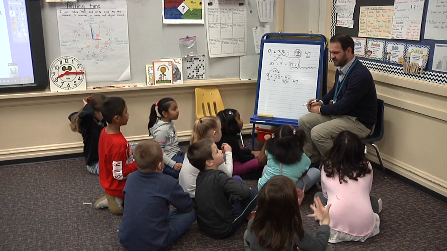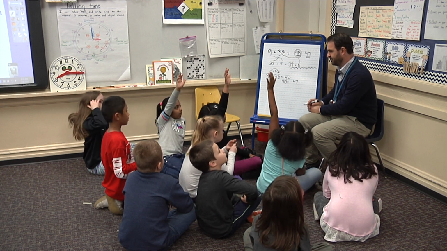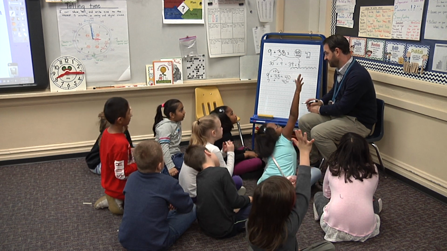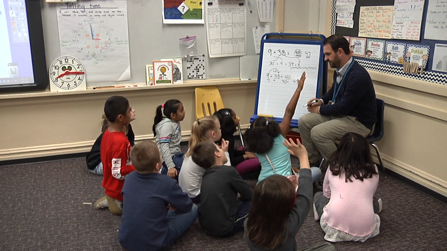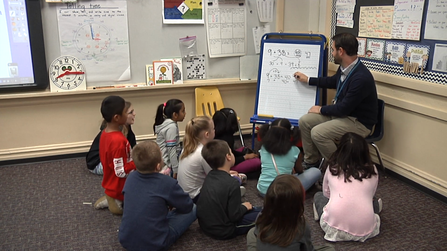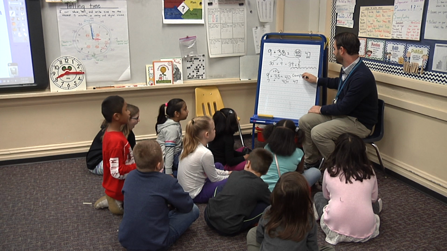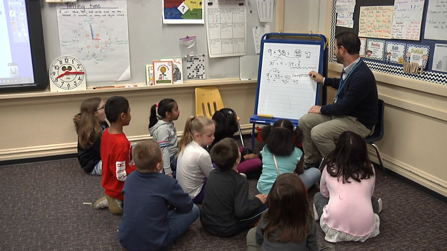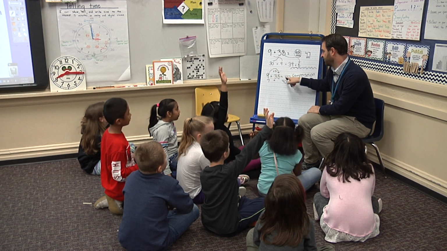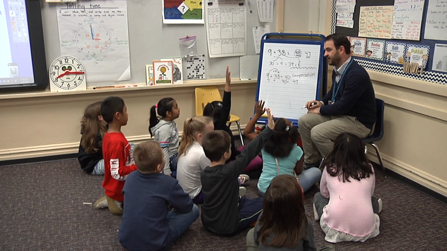Does anybody remember what that strategy is called? We've talked about this one before. Taylor, do you remember? Bridge. It's like bridging 10. This one is more like splitting. Mackenzie? Compensation. That's what we've been talking about. I used our new one. Yeah. Compensation. Yeah, you did, because you took a piece from here and you put it over here to make a 10, which makes the math a little bit easier.